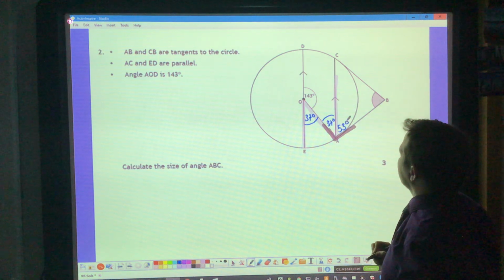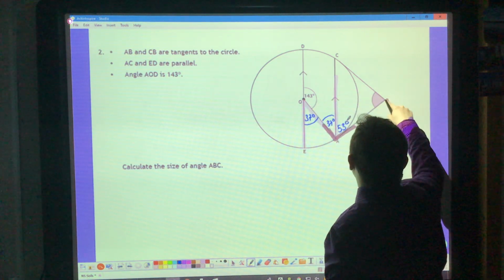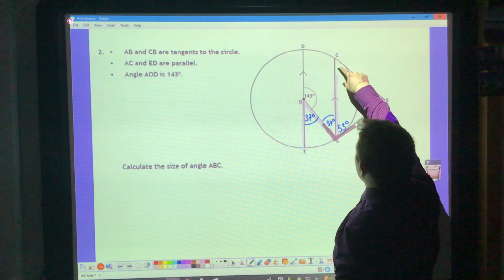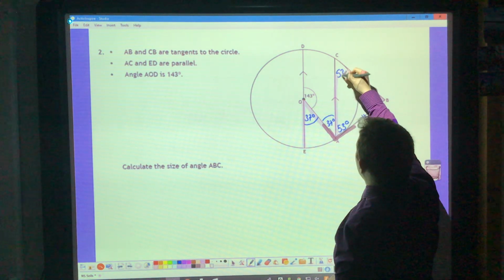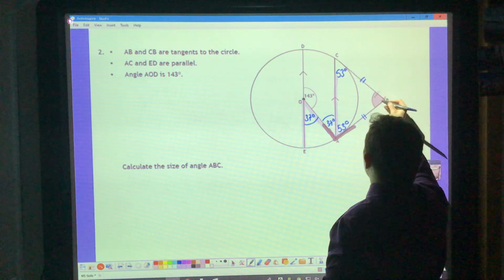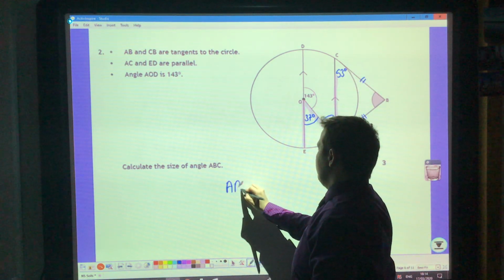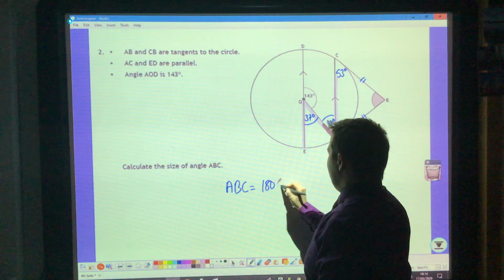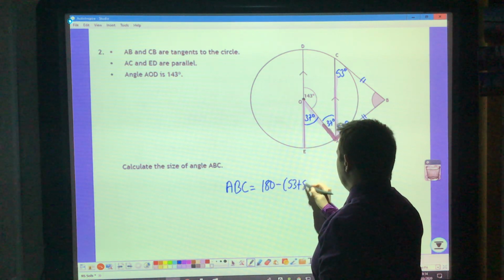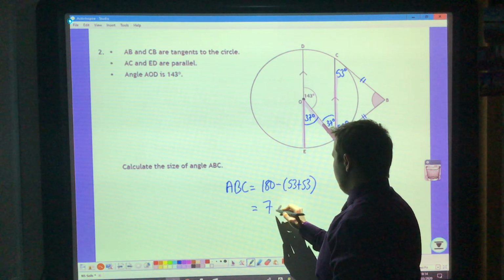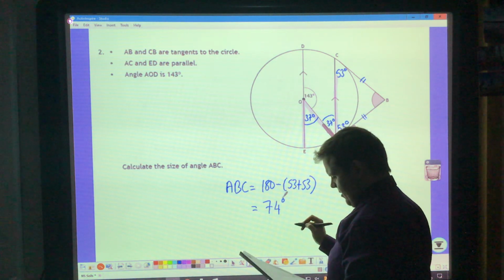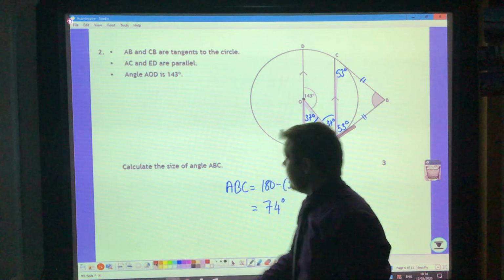Now, because this is a circle, that tangent is going to the same point. That's actually an isosceles triangle, that bit and that bit are the same, so that's also 53 degrees. Here, what I'm going to do, ABC is 180, take away 53, add 53, that comes out as 74 degrees.